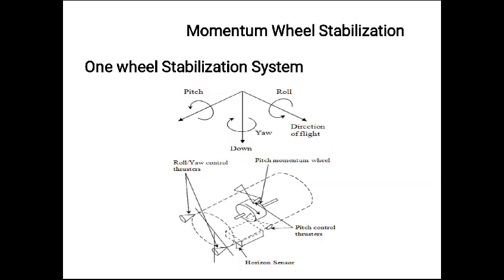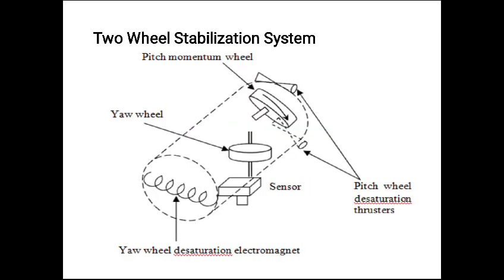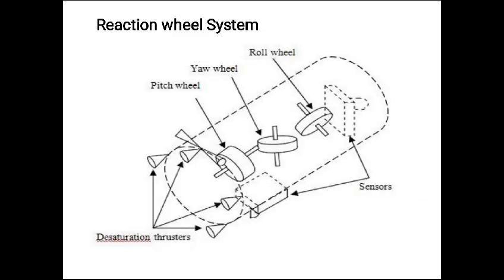Momentum wheel stabilization. The one wheel stabilization system will have pitch, yaw and roll. Yaw or roll control thrusters, a pitch momentum wheel, and pitch control thrusters with horizon sensors. The two wheel stabilization system will have a pitch momentum wheel, a yaw wheel, pitch wheel desaturation thrusters, a sensor, and a yaw wheel desaturation electromagnet. These are all the parts of the two wheel stabilization system.